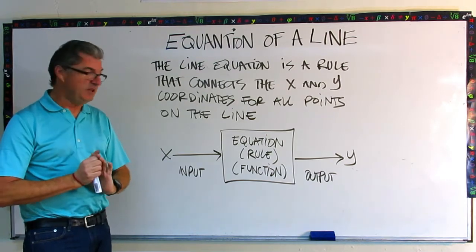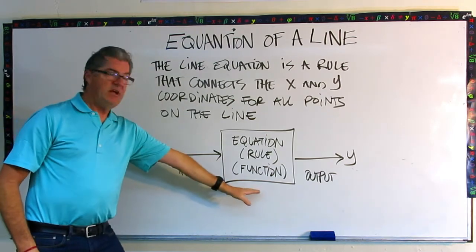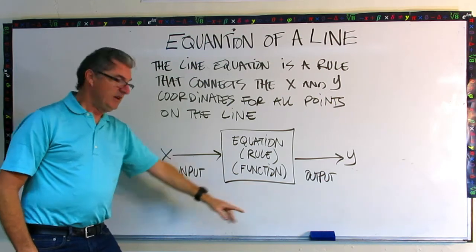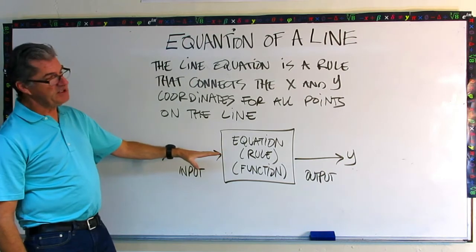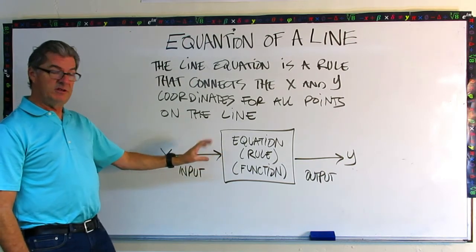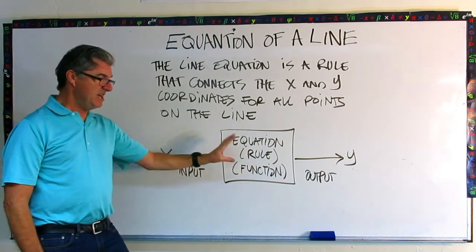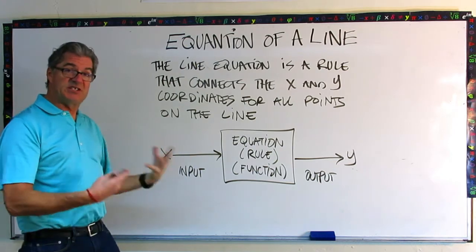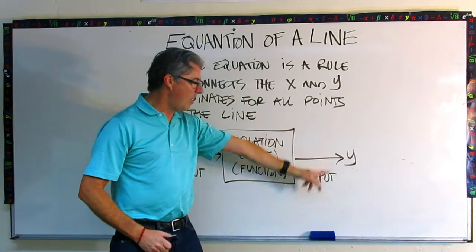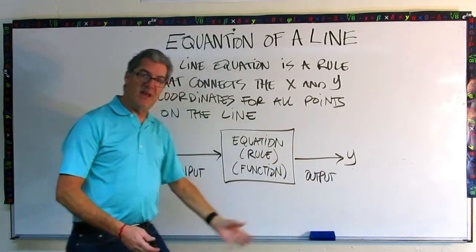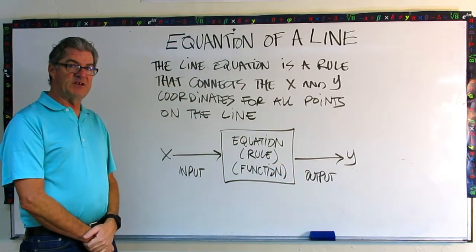Another way to look at this is to think of the equation or the rule as this box. And what you do is you take your x, it's an input, you put it into the box, and the rule, the equation or the function, takes that x value, does some stuff to it, does some algebra, some computation, and it spits out a y, and that's the output. So that's another way to look at a line equation.